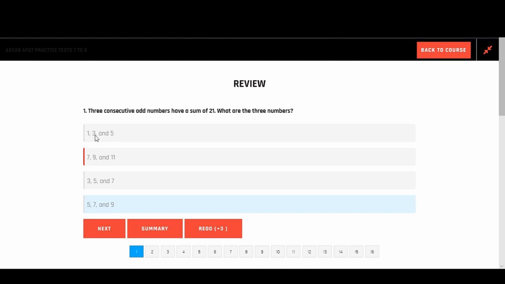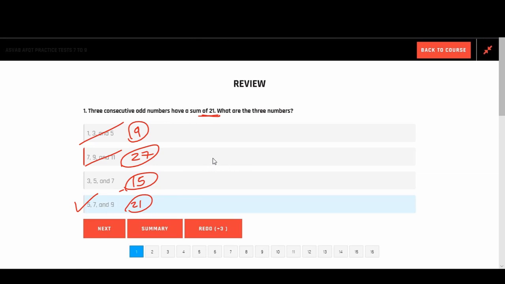For example, if you were to just plug and chug, you would go through all the answer choices and say 1 plus 3 plus 5. Well, 5 plus 3 is 8, plus 1 is 9. So although these are consecutive odd numbers, they do not add up to 21, which is the criteria in the question. So we know that's not a correct answer choice. 9 plus 11 is 20, plus 7 is 27. So these add up to 27, not 21. 3, 5, and 7: 5 plus 7 is 12, plus 3 is 15. So you know that doesn't meet the criteria. 7 plus 9 is 16, plus 5 is 21, and these are consecutive odd numbers, as you can see, 5, 7, and 9. So this meets the criteria, and therefore it's the correct answer choice.